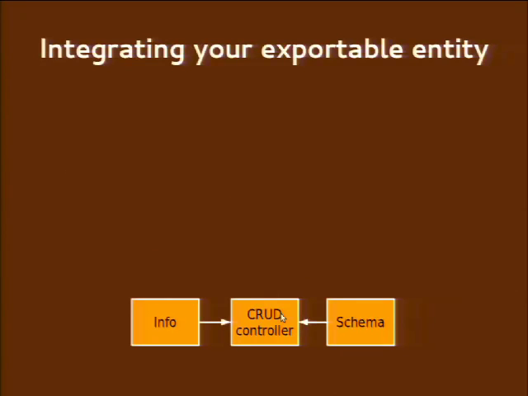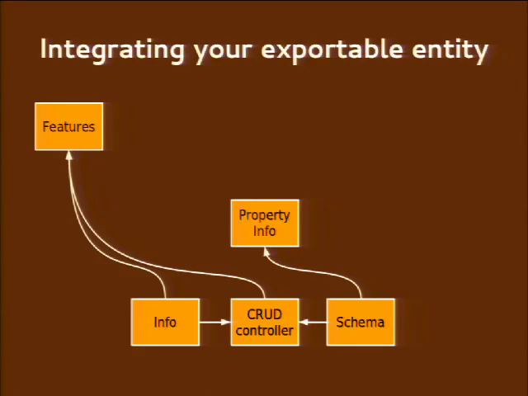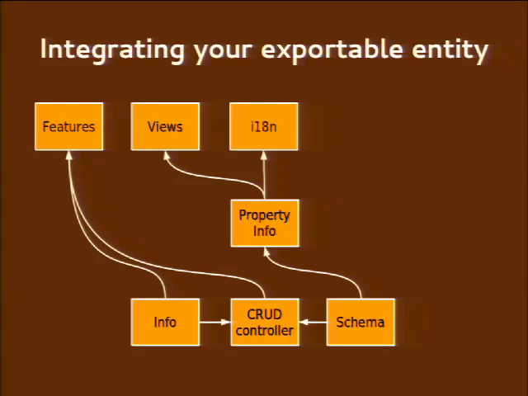Okay, let's have a look at how you can integrate your exportable entity with the system. So it starts the very same way. You provide entity info, you specify your CRUD controller, implement the schema, and then you will get the property information generated, which you should complement again. Nothing new, it's really the same. Then Features integration will just work out of the box. You don't have anything to do there. Fuse integration, it's the same, it will just work.